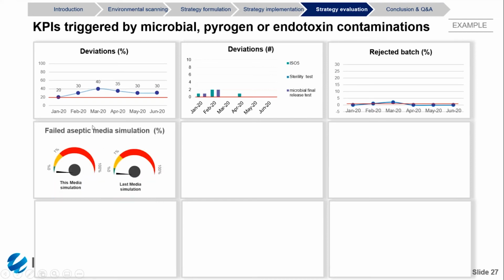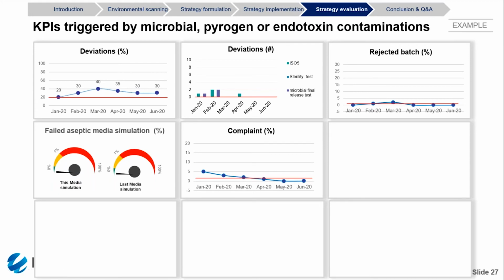Other stuff, for example, for aseptic manufacturers, failed aseptic media simulation and a percentage based on the last one and the current one. Is there a failure, or at least a change between the last one and the other one that may trigger something? Another thing is the number of complaints coming from the market.